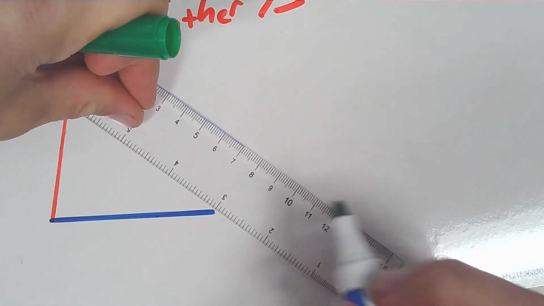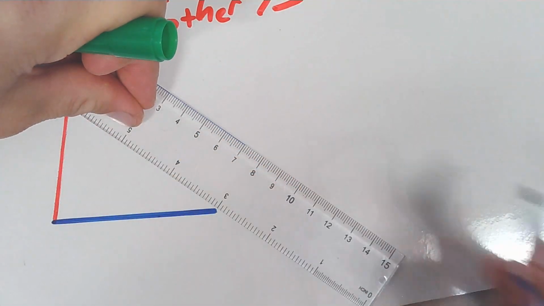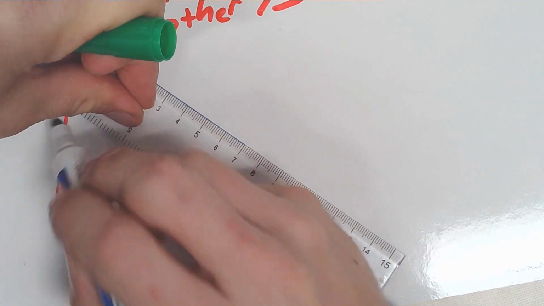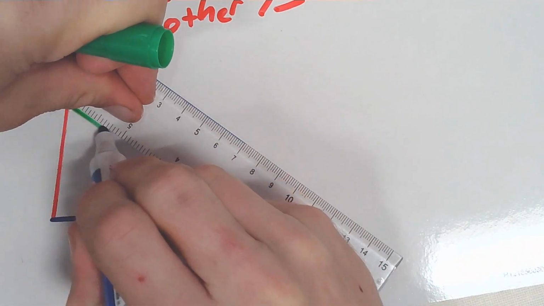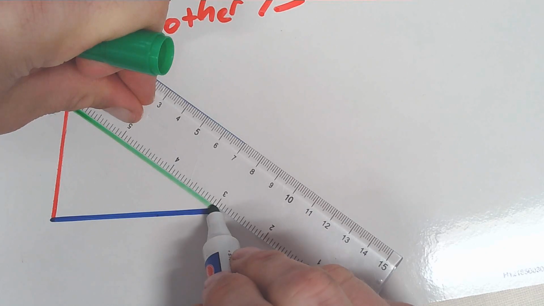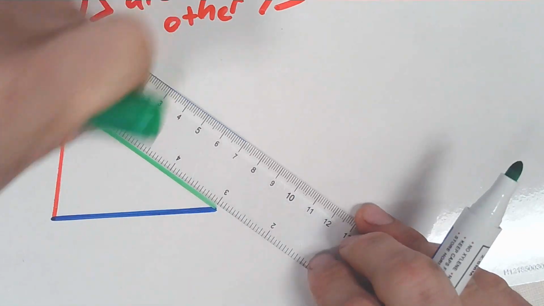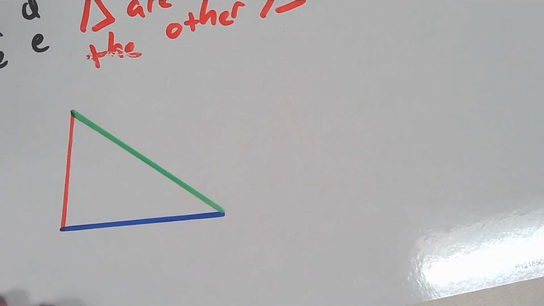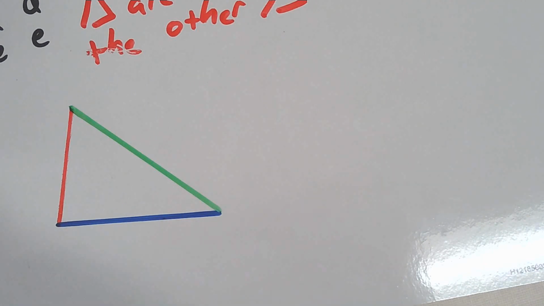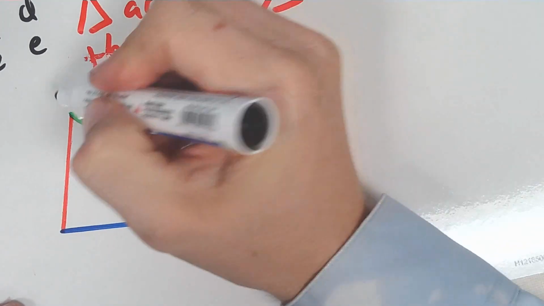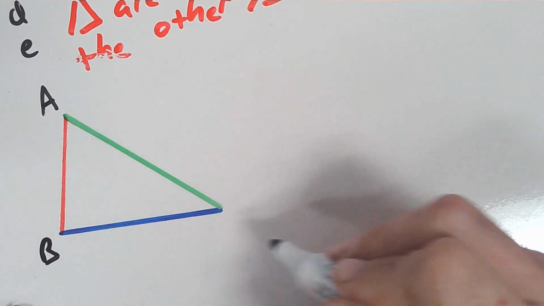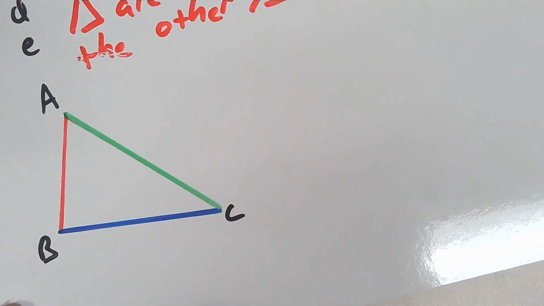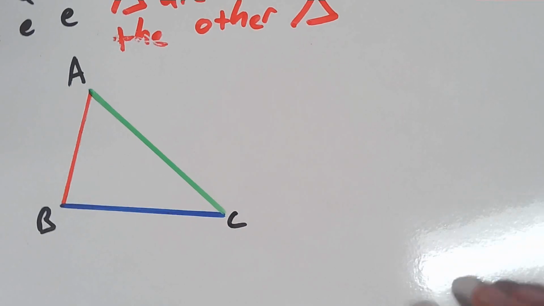I wonder if it's big enough. I think it's big enough for the protractor to reach. If not, I'll use a little trick with a card. All right, so that is my triangle, and I'll label this triangle ABC: A, B, and C. Okay, so that's my triangle ABC.